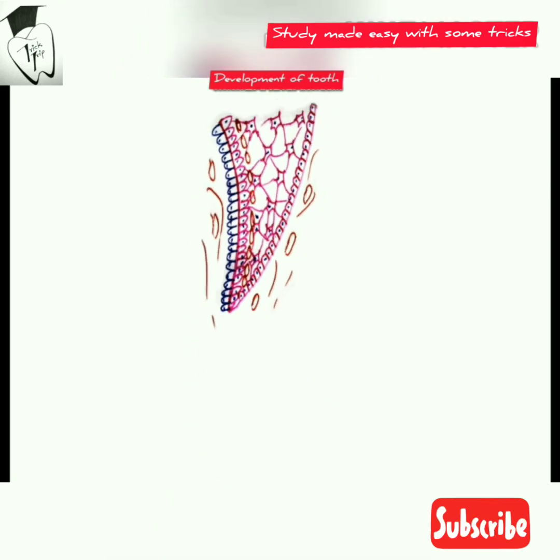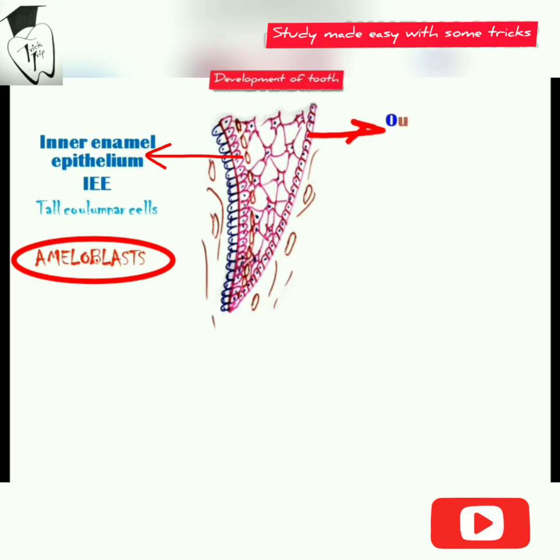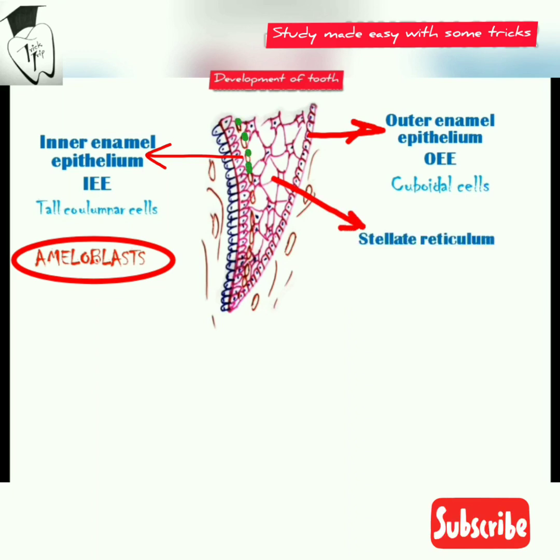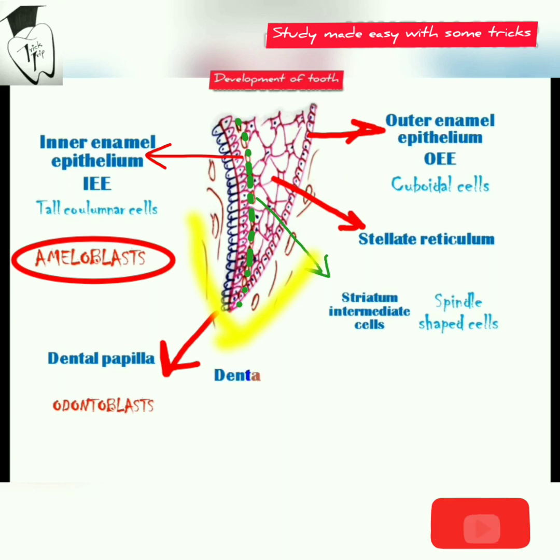Now if we take a greater picture of the early bell stage, these are the inner enamel epithelial cells, which are tall columnar cells, and this will give rise to ameloblasts. And these are the outer enamel epithelial cells, which are cuboidal cells. This is the stellate reticulum, and here are the stratum intermedium cells, which are spindle shaped cells. Now this is the dental papilla, which will give rise to odontoblasts, and this is the dental sac.